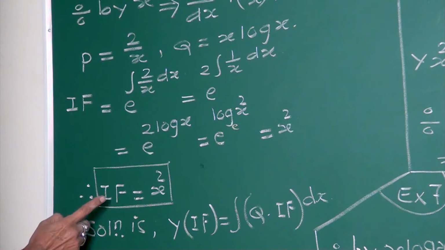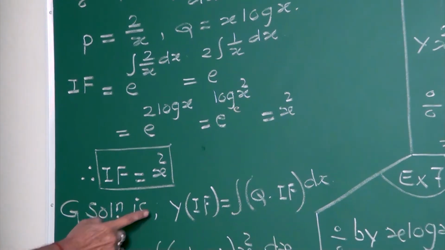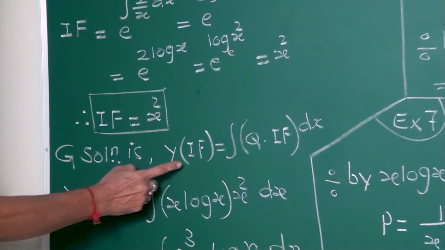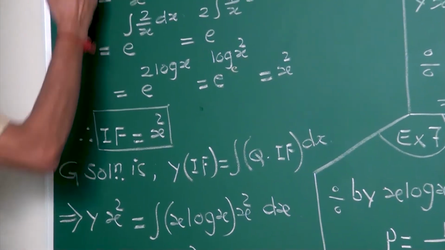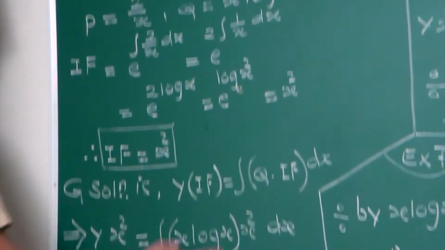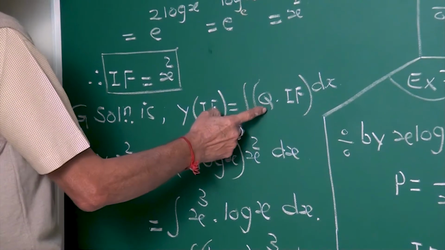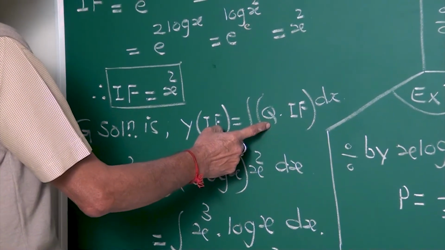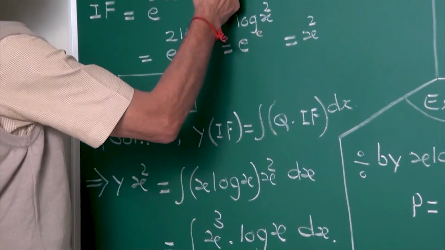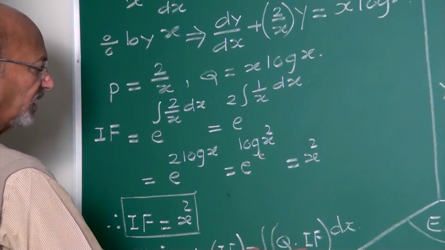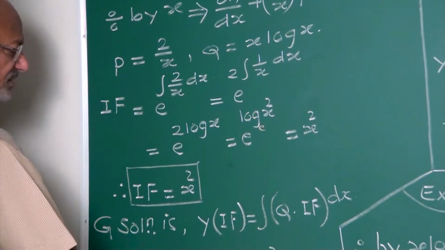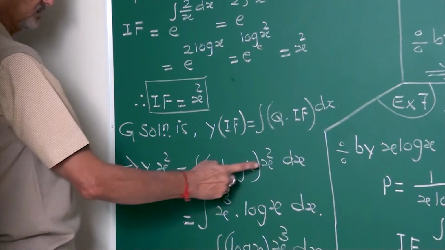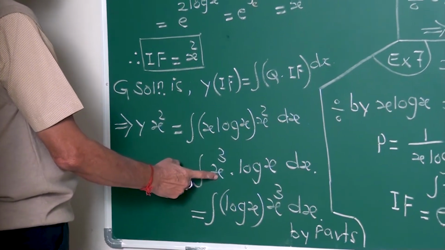After finding the integrating factor, the general solution is y into integrating factor, where y is the dependent variable, equal to the integral of RHS q into integrating factor. What is q here, my friend? X log x into the integrating factor. The integrating factor is x square. This is x cube log x.